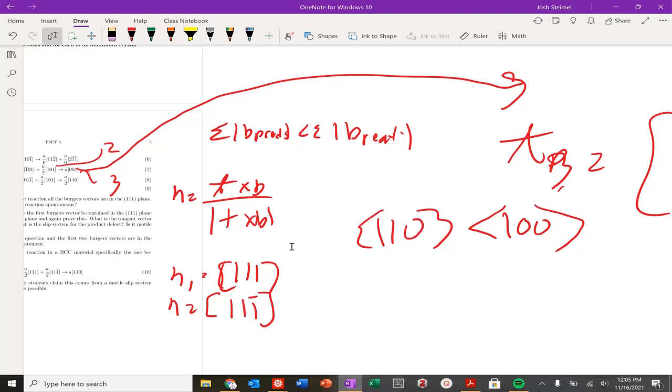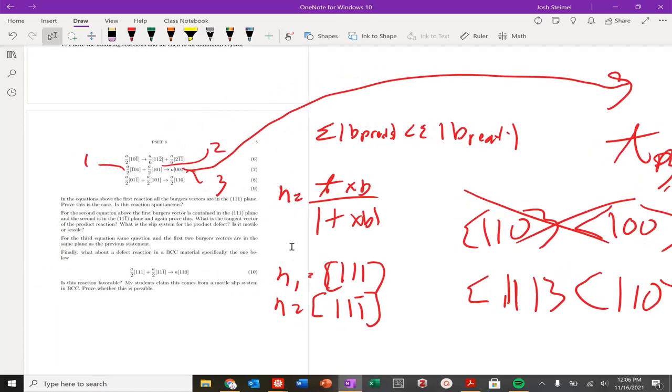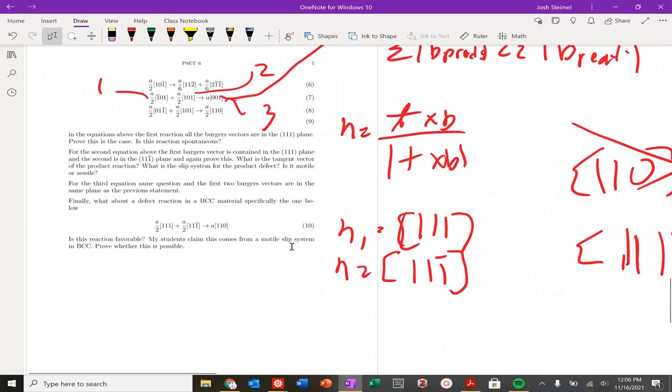What is my slip system for FCC? 1, 1, 1 and 1, 1, 0. So this is not a sessile reaction. So this will not occur. Fantastic. Further questions, same question, and the first 2 Burgers.